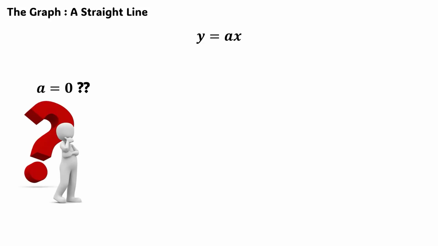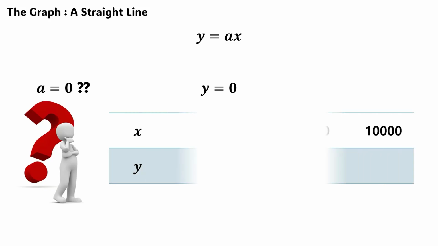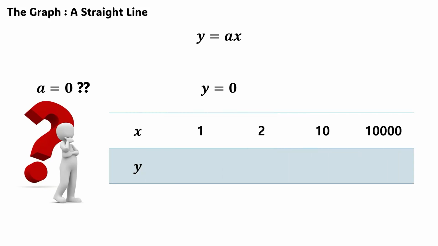But wait, what about when a equals 0? That's a great question. If a were 0, our formula would be y equals 0x, which just means y equals 0, always. Think about it. x could be 1, 10, or 10,000, but y would always be stuck at 0. It's not changing with x, so it's not a direct proportion. That's why for a true proportional relationship, we say a is not equal to 0. We're interested in the fun cases when a is positive or negative.